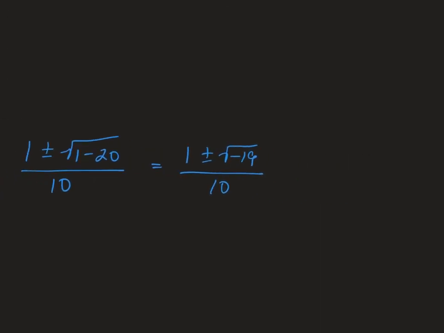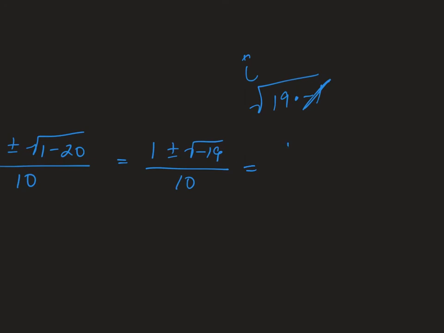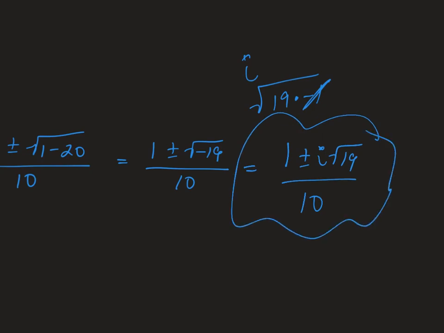That negative 19, guys, that's a problem. It's 19 times negative 1. The square root of negative 1 is i. It's got to come out in front. So you have 1 plus or minus i root 19 over 10. And there's your answer. You can't simplify anymore.